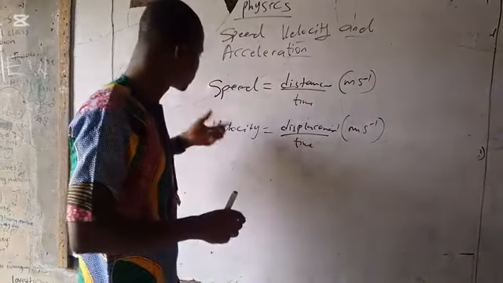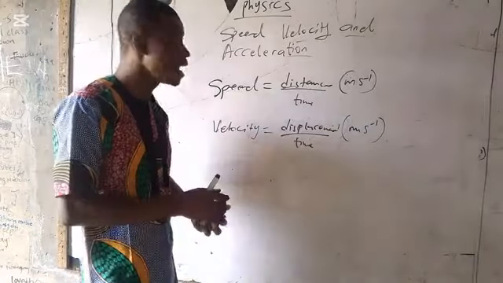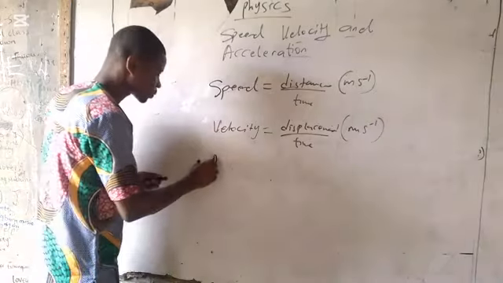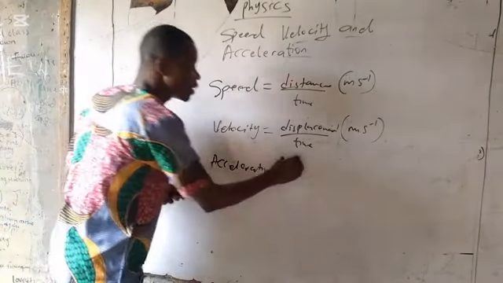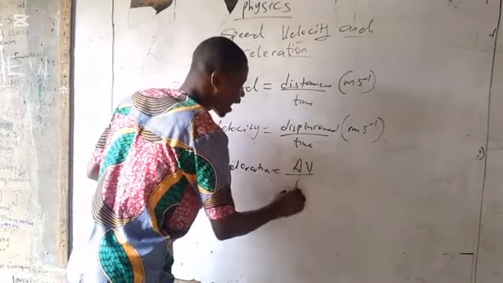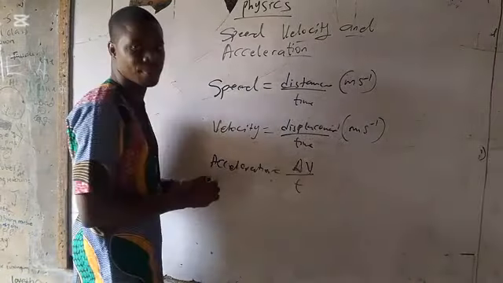The vector quantity. So take note, speed equals distance over time, and velocity equals what? Displacement over time. And another one is acceleration. Acceleration is now change in velocity over time. Delta V, change in velocity over time.